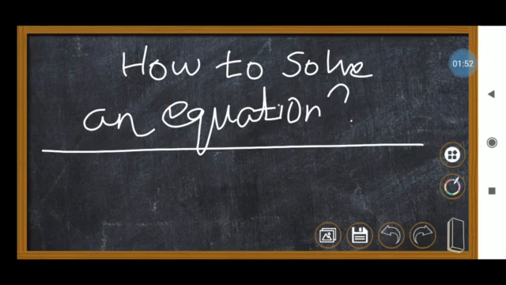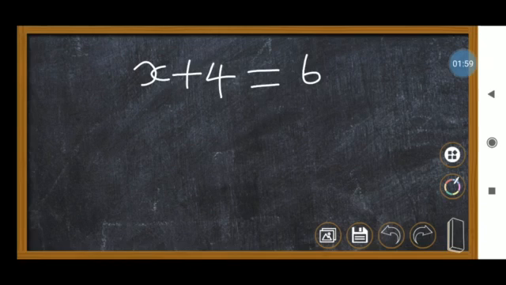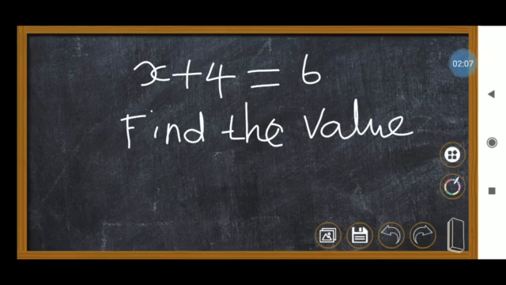For example, here I am going to solve a simple equation. See here, x plus 4 should be equal to 6. Find the value of x. Here you have to know what is the constant and what is the variable.